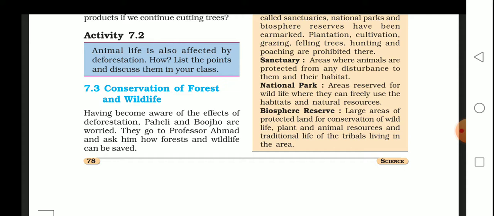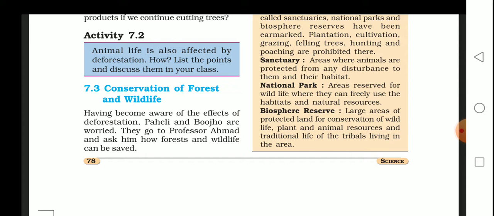Due to deforestation, there are various disadvantages, which have a vast effect on wildlife and nature. We also know that animals' life is affected by deforestation. If you see activity 7.2, you have to write it in a notebook as homework. Animals' life is also affected by deforestation. How is animals' life affected by deforestation? List the points and discuss them at home.